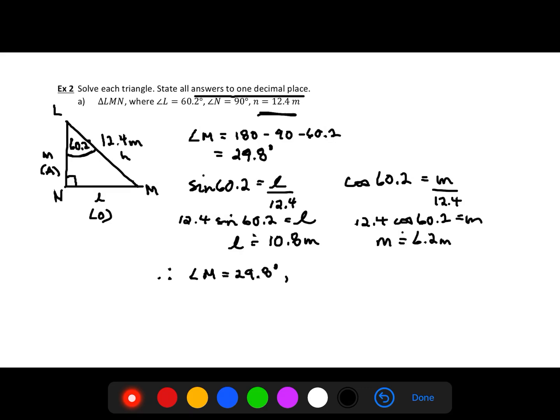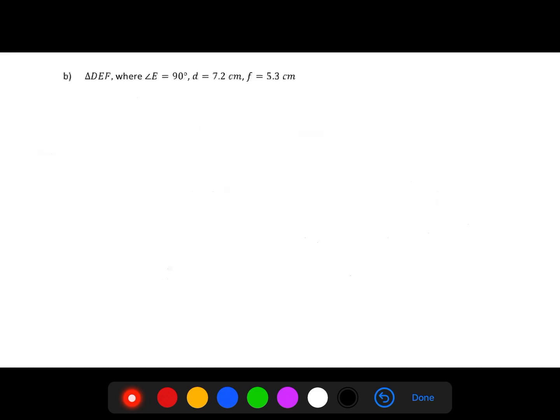And anytime we're looking for multiple things in a question, we want to make sure that we do a therefore statement, summing up everything that we figured out here. And we know that we figured out angle M is equal to 29.8 degrees, side L is equal to 10.8 meters, and side M is equal to 6.2. Again, uppercase denote angles, lowercase denote sides.